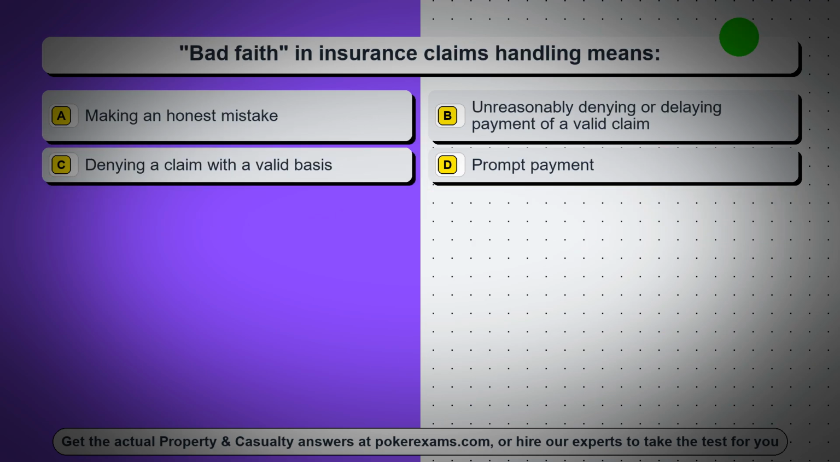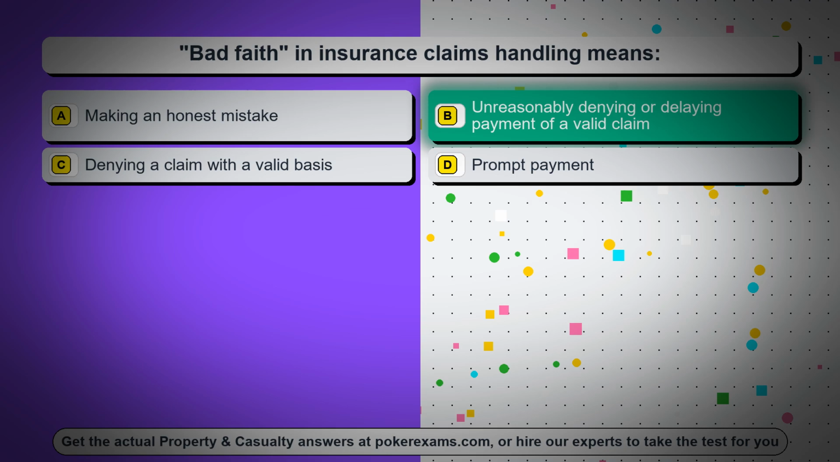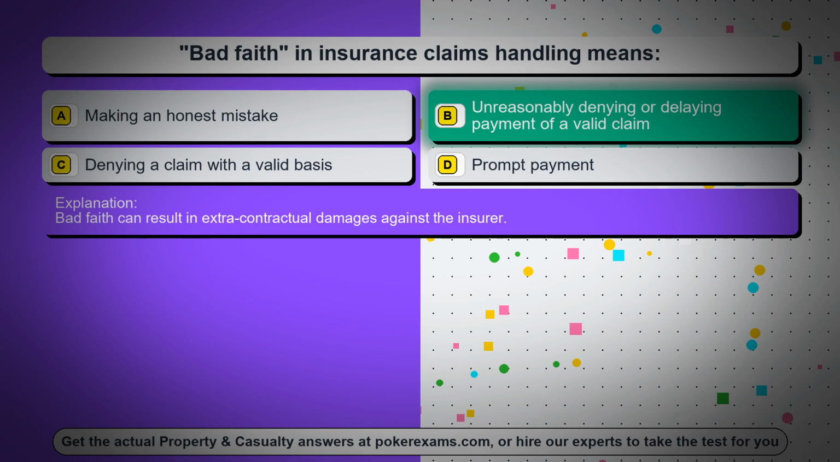Question 92. Bad faith in insurance claims handling means option A, making an honest mistake, option B, unreasonably denying or delaying payment of a valid claim, option C, denying a claim with a valid basis, option D, prompt payment. The correct answer is option B, unreasonably denying or delaying payment of a valid claim. Bad faith can result in extra-contractual damages against the insurer.